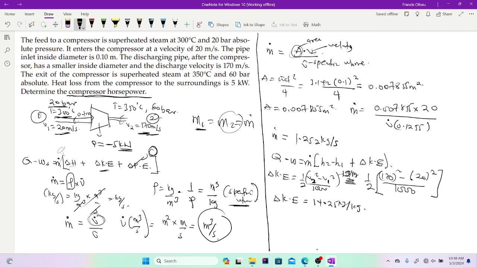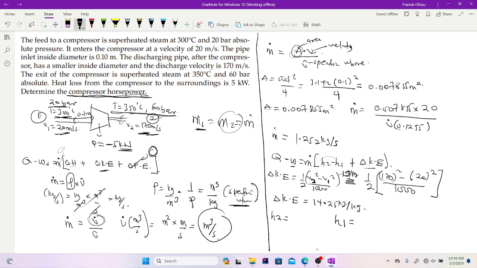Now we'll come back to our change in enthalpy. The question asks us to determine the compressor horsepower, which is our work. We know our heat, we know our mass flow, and now we know our change in kinetic energy. So we have to find our change in enthalpy. Now the question says the steam leaving is superheated, so it becomes very easy. You just have to read 60 bar at 350 and read the enthalpy there. And then H1 is also superheated, so 20 bar, 300 degrees Celsius, with our enthalpy.